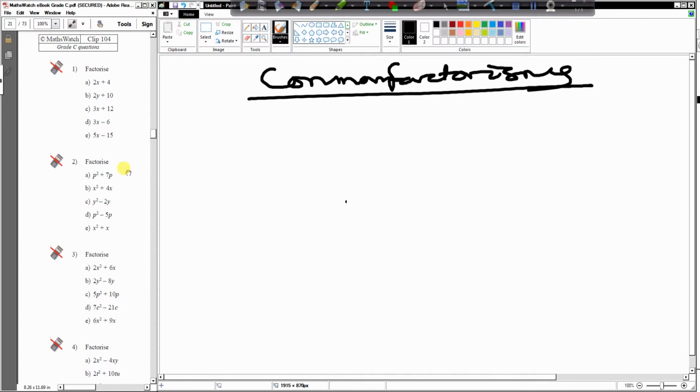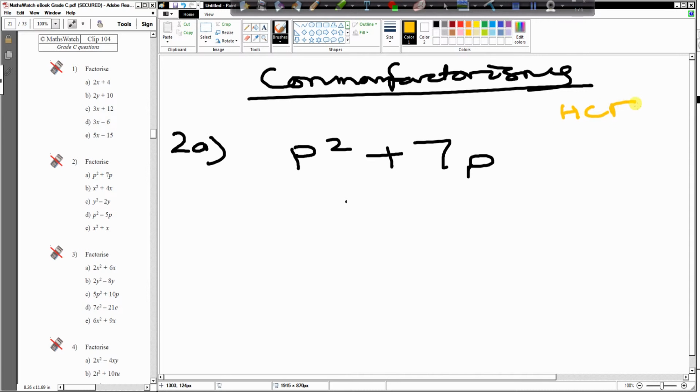Okay, so let's have a look at the question. Look at question 2A. 2A, we have p squared plus 7p. Now, what we're doing here, again, we're looking for the highest common factor. The highest common factor of this part and this part here. Now, we don't have any numbers which are common, but what do we have that's common? So if you look at p squared, and we look at 7p, what is common is p. You have p that's common.